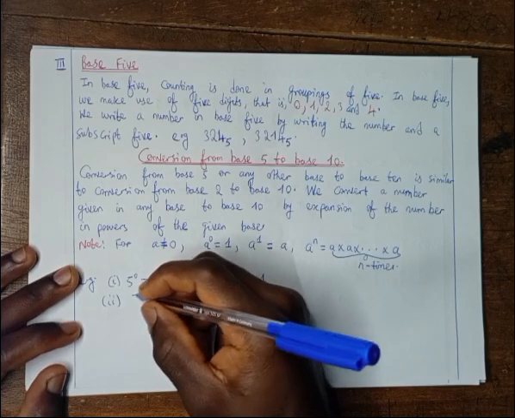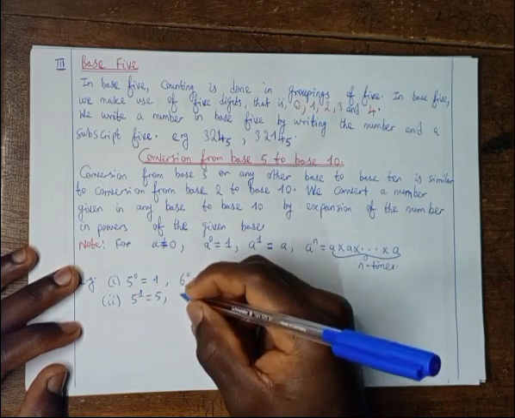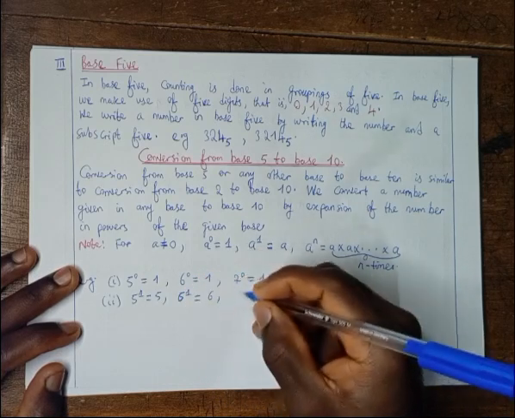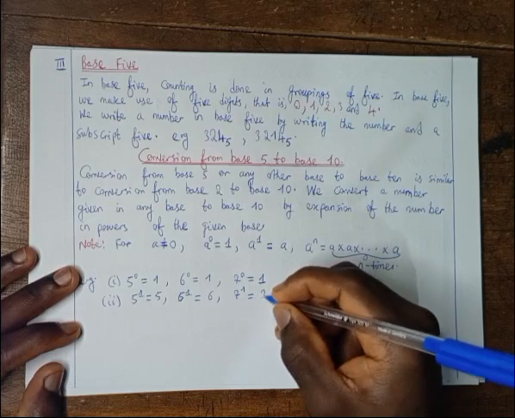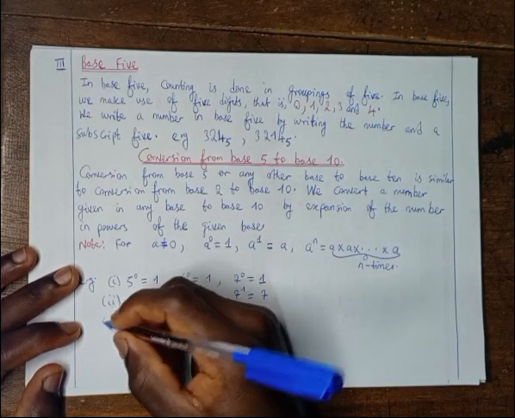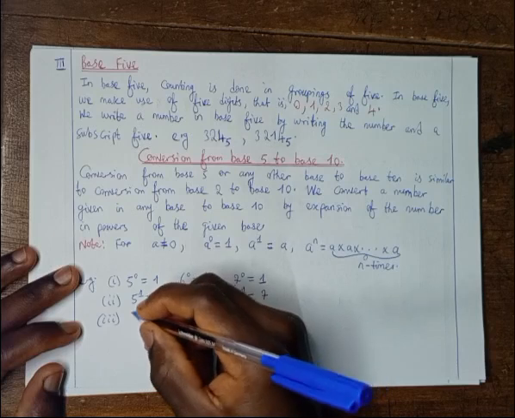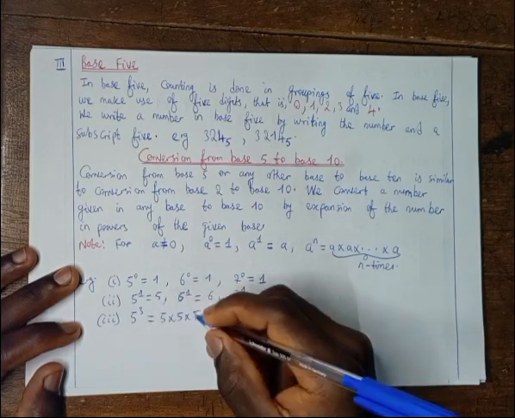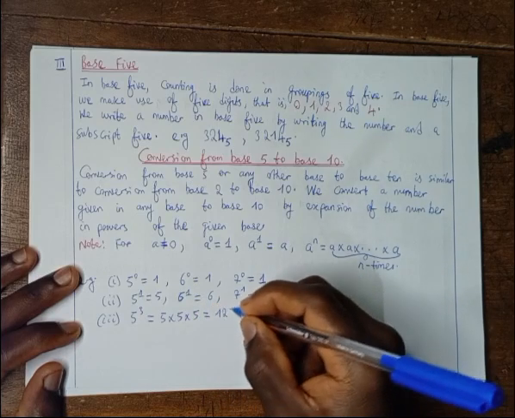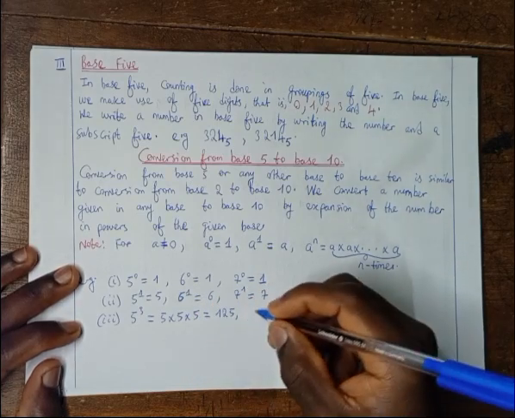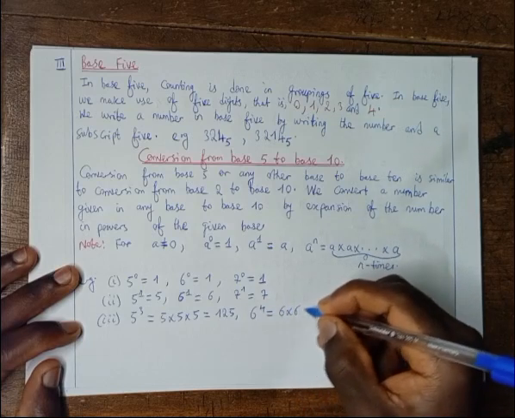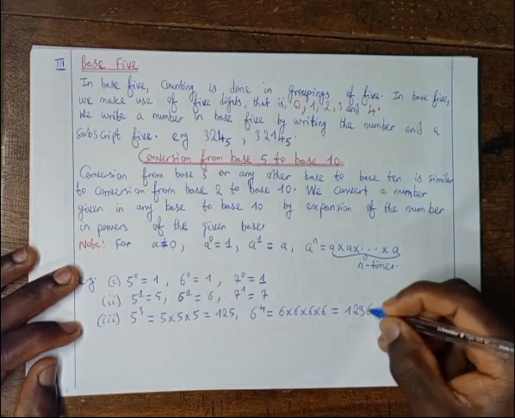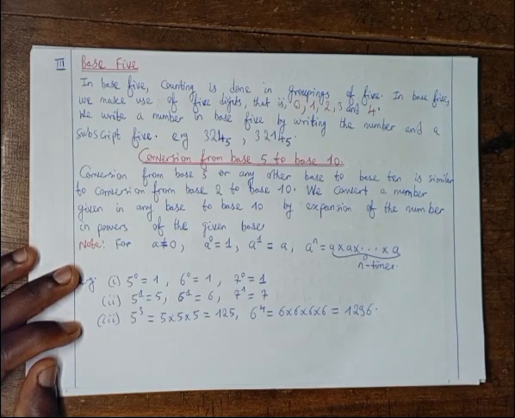Next, 5 to the power 1 is the same as 5, 6 to the power 1 is equal to 6, 7 to the power 1 is equal to 7, and so on. We take 5 to the power 3, for example, as 5 times 5 times 5. Multiply 5 by itself 3 times. This will give us 125. Take 6 to the power 4. This is 6 times 6 times 6 times 6, which is equal to 1296, and so on.